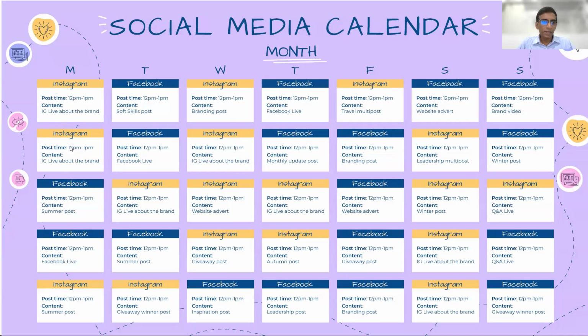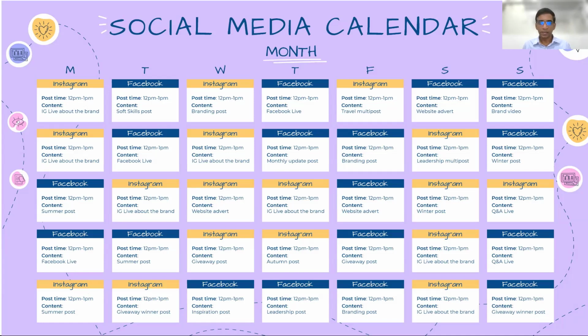And then another one, let's say maybe a post on Facebook also, going on, right? Again, 12 to 1. So there's something going on Instagram, something going on Facebook as well. And then a Facebook live session can be there. Another Instagram can be there, right? Summer post. So this is just an example of what we can do throughout the month. So you need to be planning this in advance and then stick to it.